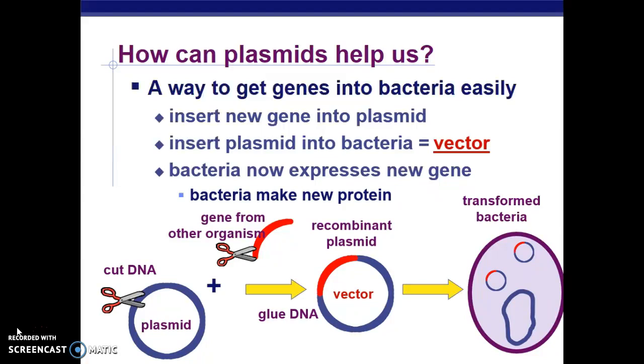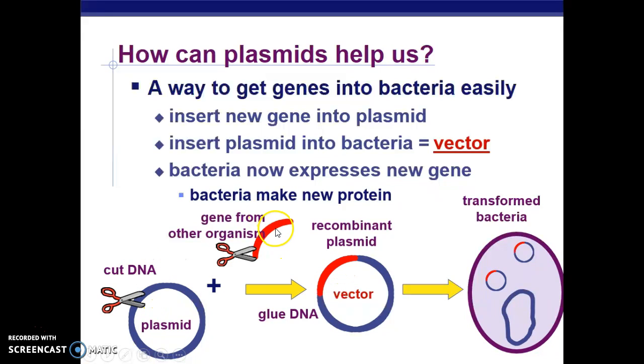So the question is, how can we get a plasmid to have a gene in it and then get it into bacteria? In general, there are 3 steps that have to occur. First, you need to cut the plasmid open. We're going to say that these scissors here represent something called a restriction enzyme, which can cut DNA. Then you need to get the gene that you want from another organism, for example, the insulin gene from humans. And you need to cut it with the same scissor, or restriction enzyme, that you cut the plasmid with to open it.